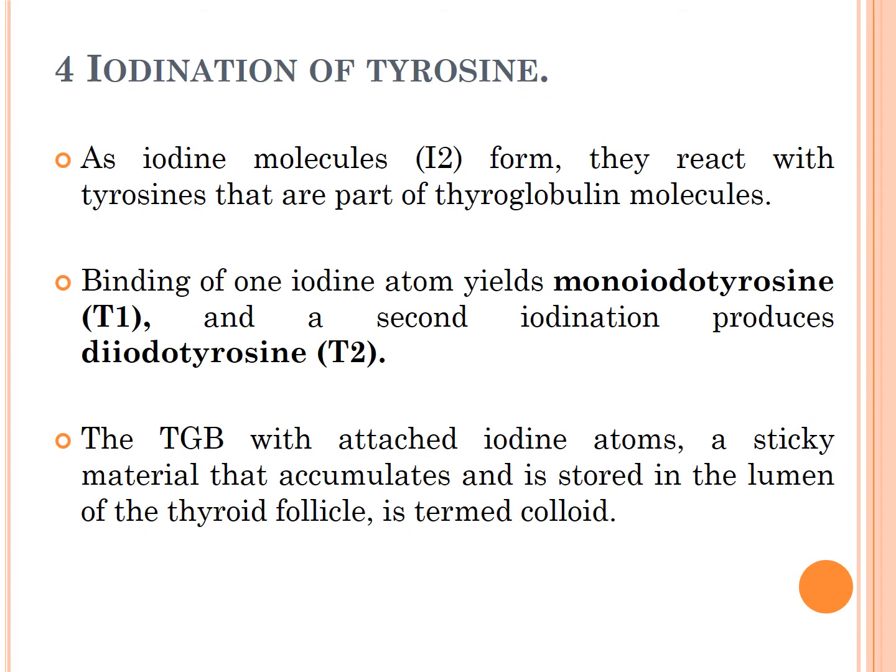Fourth step is iodination of tyrosines. Iodine molecules react with tyrosine amino acids that are part of thyroglobulin molecules. If one iodine atom binds to tyrosine, it produces monoiodotyrosine, and if two iodine atoms bind with tyrosine, then it produces diiodotyrosine. The TGB with attached iodine atoms is a sticky material that accumulates and is stored in the lumen of the thyroid follicles, and it is known as colloid.